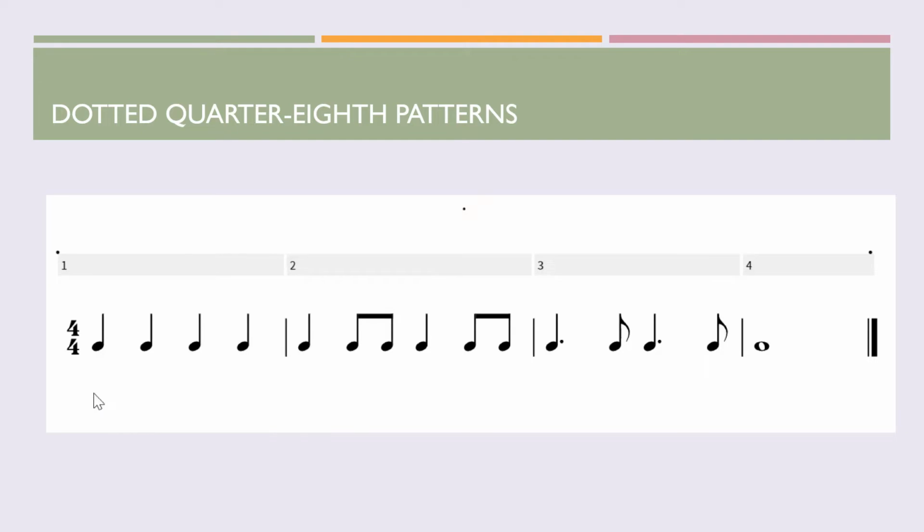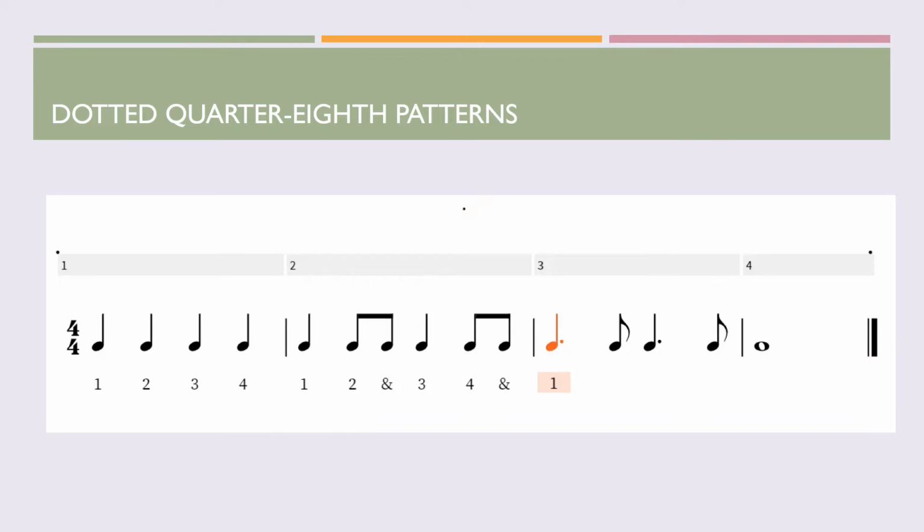Here we have a rhythm that uses quarter notes, eighth notes, and dotted quarter eighth patterns, ending with a whole note. Let's go ahead and write in the counts. So we have beat 1, 2, 3, 4, starting over with 1, 2, and 3, 4, and starting over with 1.